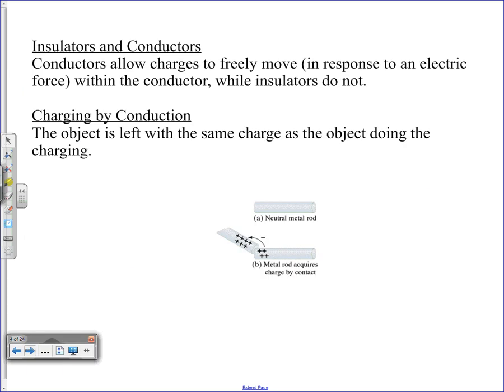Let's talk about insulators and conductors. Conductors are substances that allow charges to freely move in response to an electric force within a conductor. Insulators do not allow charges to freely move. We're not going to talk about the specifics of exactly why. We're just going to say that when we're working in a conductor, the charges can move. And metals are good conductors.